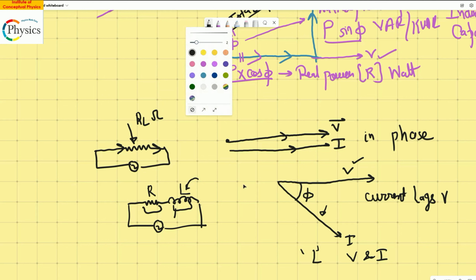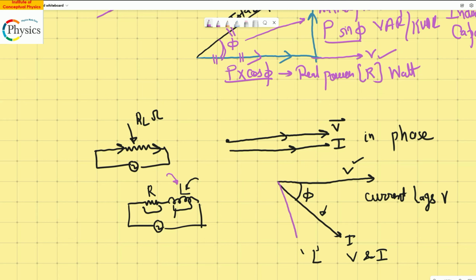Supposing you have a bigger inductor. The higher the value of the inductor, this angle will go up. This angle will go up. As the angle goes up, this angle will become larger, right? Let's call it a new angle, phi 2. Similarly, you can increase the angle further.